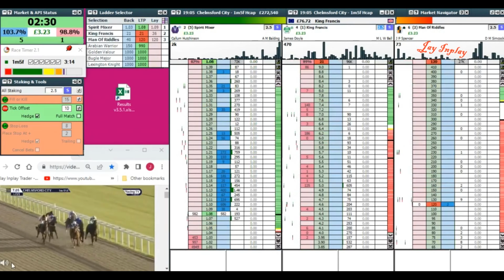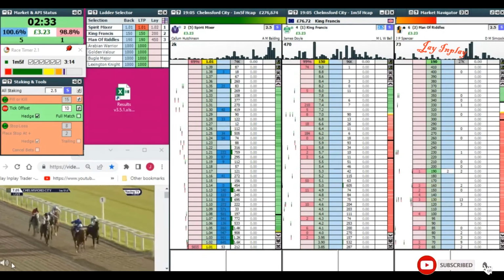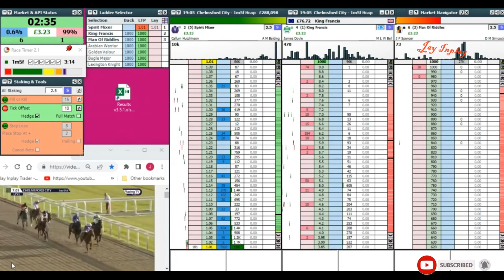Don't trade late. Never trade late. Never have an open position this late in the race, ever. Sucker. Spirit Mixer and Callum Hutchinson, heading inside the final furlong with 2 lengths clear.